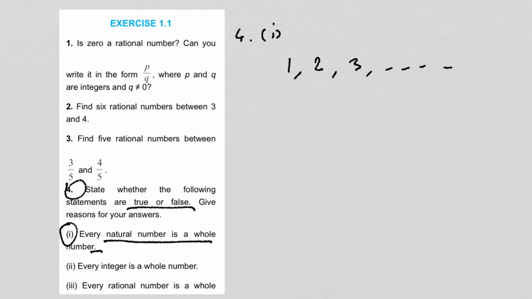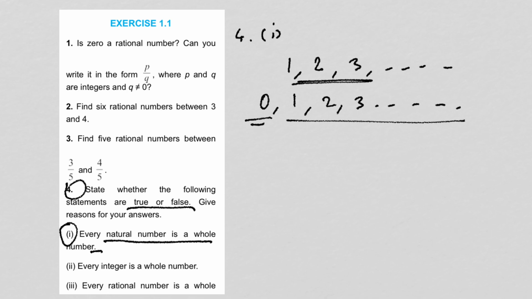And what are whole numbers? These are counting numbers along with 0. So whole numbers are 0, 1, 2, 3, and so on. So every natural number is a whole number. Is it true or false? It is true, because whole numbers include all the natural numbers and 0 as well. So all natural numbers are part of the whole number family, and the first option is true.